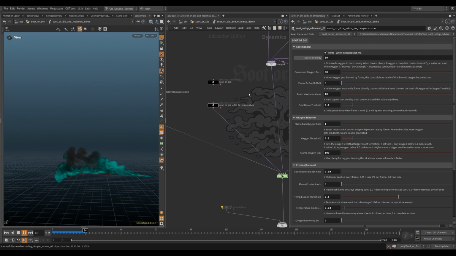And because of this, we're also going to be spawning less soot now. But this will give you more surgical kind of precision. So if we would be eroding less of the oxygen, and our cold flame threshold is quite low, we're going to get less soot, and also it's going to be, actually, let's erode this even less.